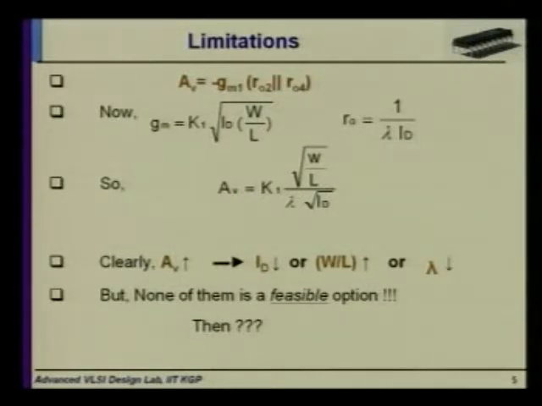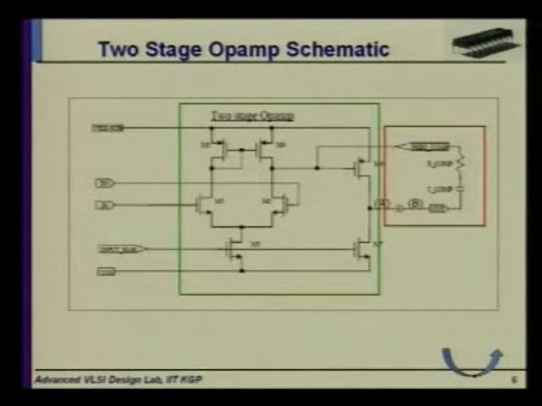Both of these, increasing the aspect ratio or decreasing lambda, lead to an increase in chip area: either increasing W of M1 or increasing the length of M2 or M4. So both of these tend to increase the chip area. This is obviously not a desirable effect. So what is the option to increase voltage gain? Here comes the necessity of a two-stage opamp.